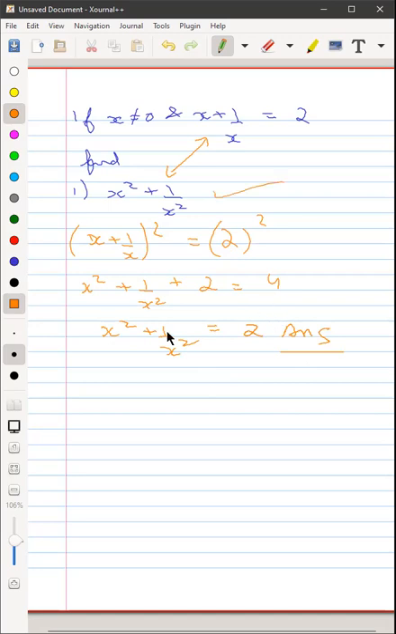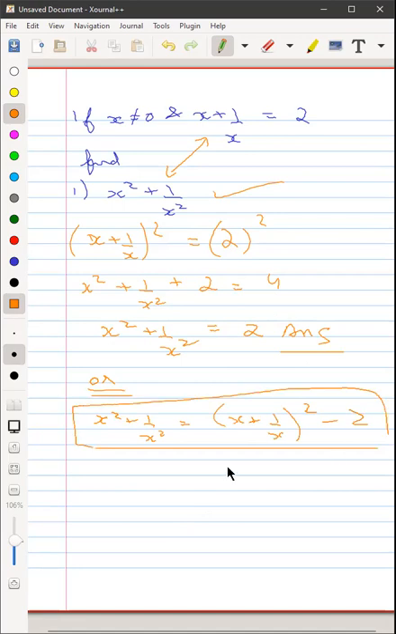Or you could have used the identity that we know. We also know that x squared plus 1 upon x squared is nothing but x plus 1 upon x, the whole thing squared minus 2. Remember this identity we learned yesterday? But you don't need to actually mug this up.